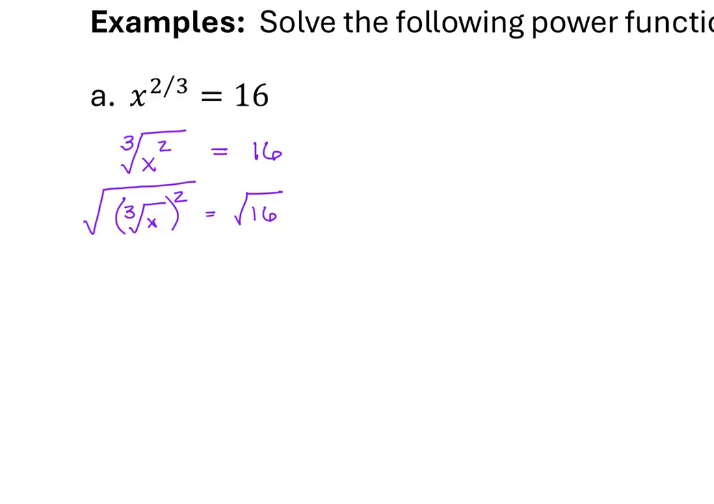And so if we take the square root of both sides, my square and my square root cancel. We are left with the cube root of x. And remember, because we did take the square root of both sides, I do want to go ahead and include the plus or minus. All right, we get plus or minus 4.